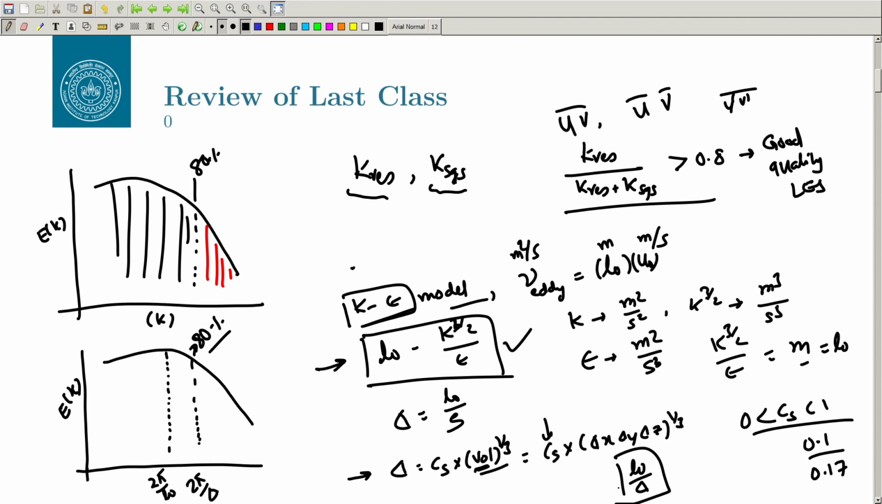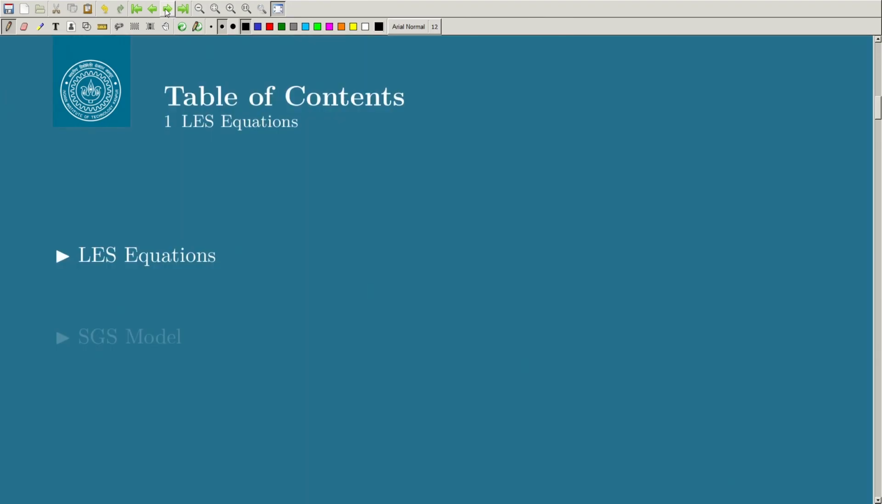So, this is what we discussed in the last class. Today we are going to discuss LES equations. In the last class we had a very brief discussion about the LES equation towards the end, when we said that like we have the Reynolds stress or the Favre stress, we also have this subgrid stress in the large eddy simulation. The only difference is that in RANS we are using it for the mean flow, here we are using it for the actual flow variables, which are u, v, w.